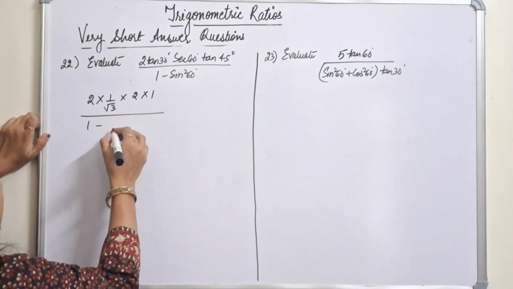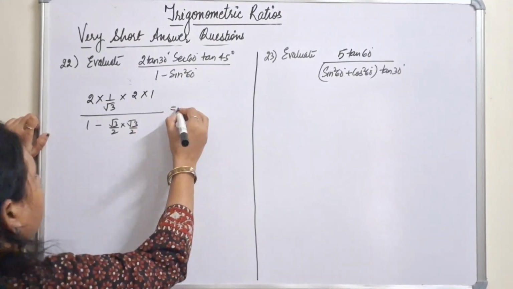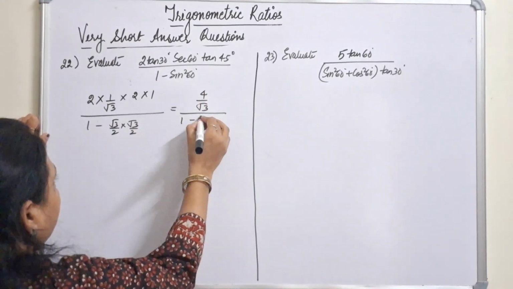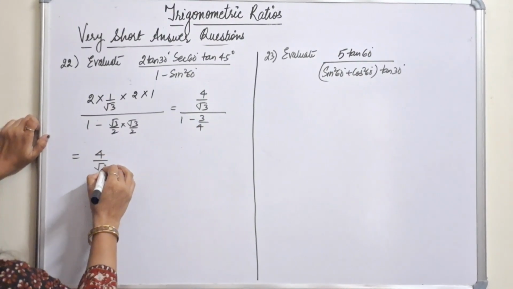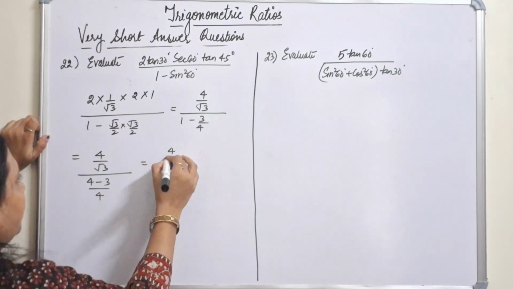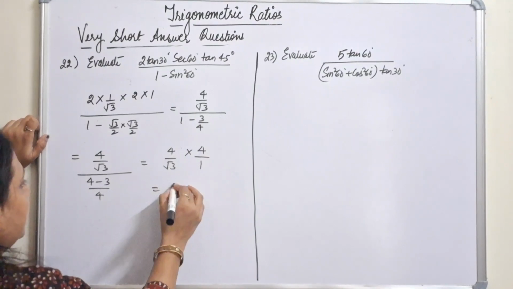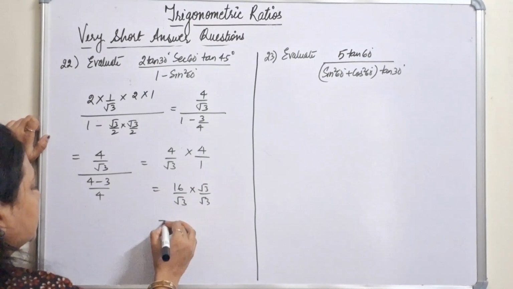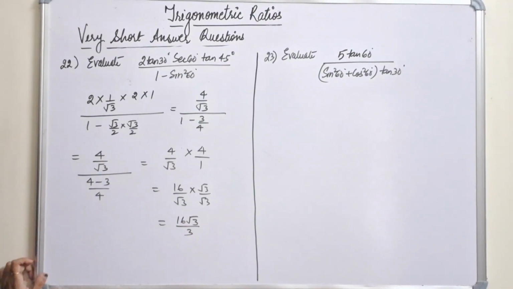1 minus sin square 30 means root 3 upon 2 into root 3 upon 2. So this is 4 upon root 3 and 1 minus 3 upon 4. So 4 upon root 3 whole upon 4 minus 3 upon 4. 4 upon root 3 multiplied by 4 upon 1. 16 upon root 3, irrational number, you have to rationalize. 16 root 3 upon 3.